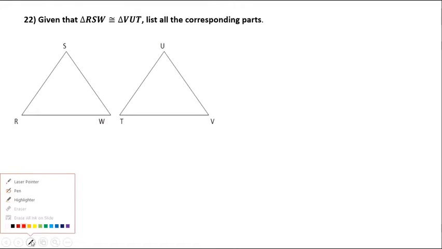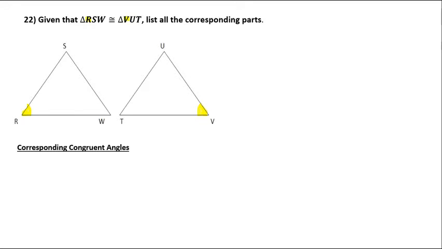So what I do here is I'm going to start off by figuring out what parts correspond to each other. I know angle R corresponds to angle V. So that means these two correspond to each other. We start off by listing the corresponding congruent angles. So I say angle R and angle V correspond to each other.